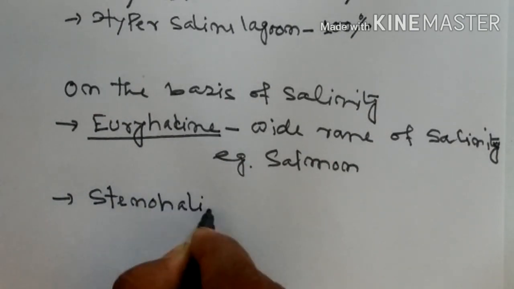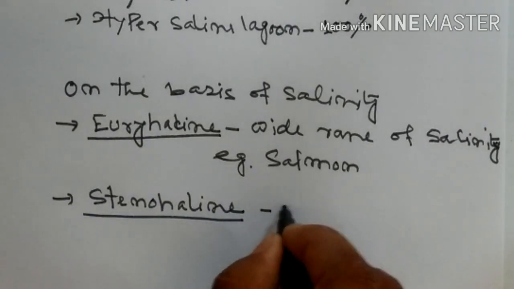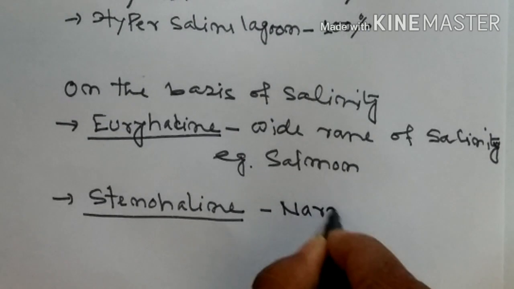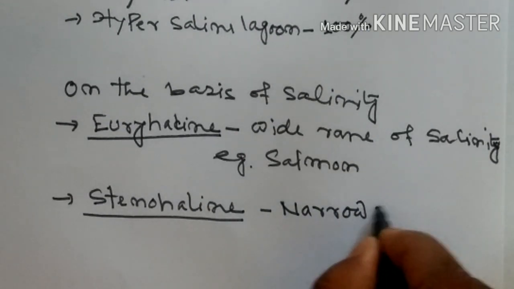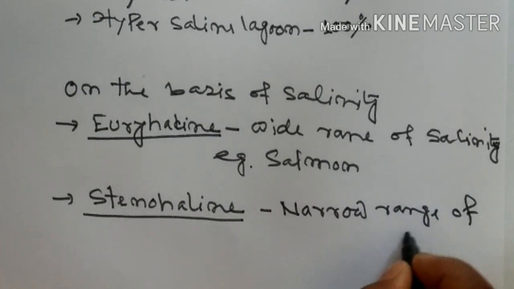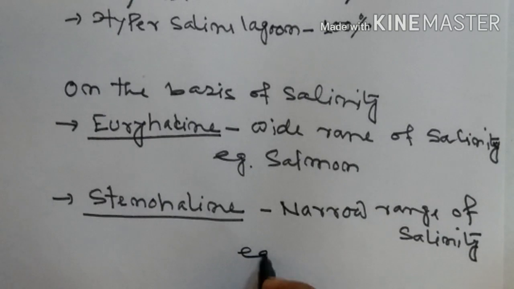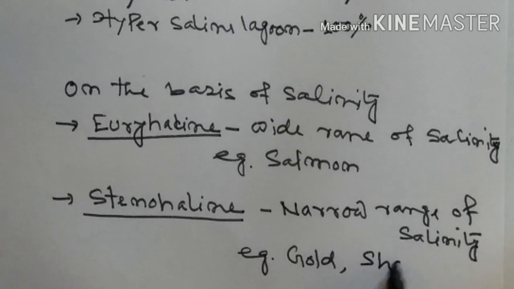Stenohaline. It can survive in a narrow range of salinity. They can survive in narrow range of salinity water. For example, goldfish, shark. These are examples of stenohaline organisms.